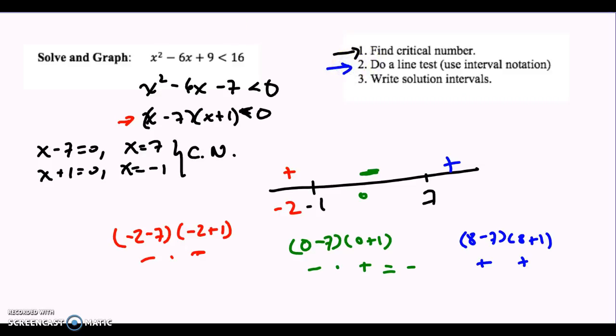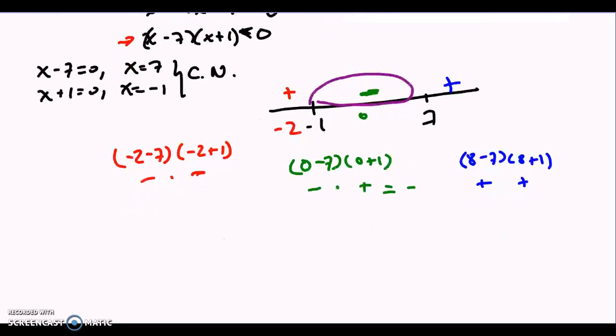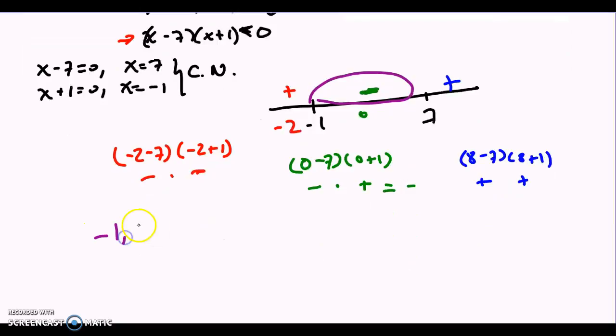Finally, let's go and write the solution intervals. I want the factored form, when I plug in a value for x, to be less than 0, which means negative. Well, the only negative that comes up is right here. So my answer, -1 to 7.